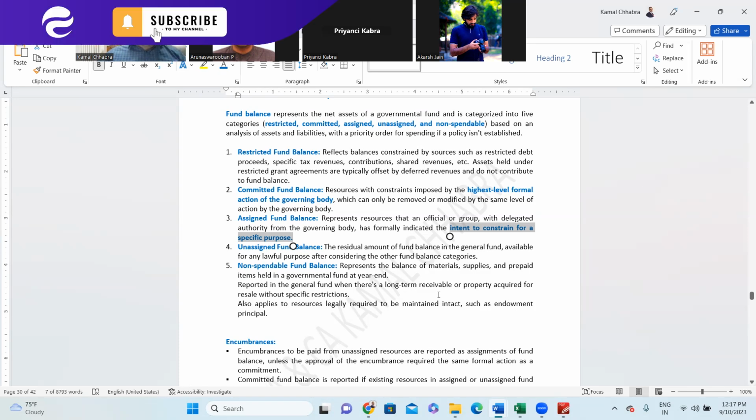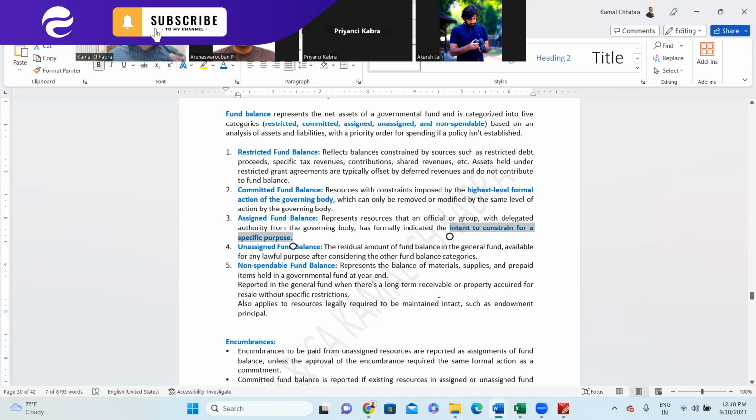So first one is restricted fund. Restricted fund is restriction from the outside authority, that means from the other government body, that this particular fund has to be utilized for this particular purpose. Second is committed fund. Committed fund is committed by internal management that this much amount will be used for this particular purpose.